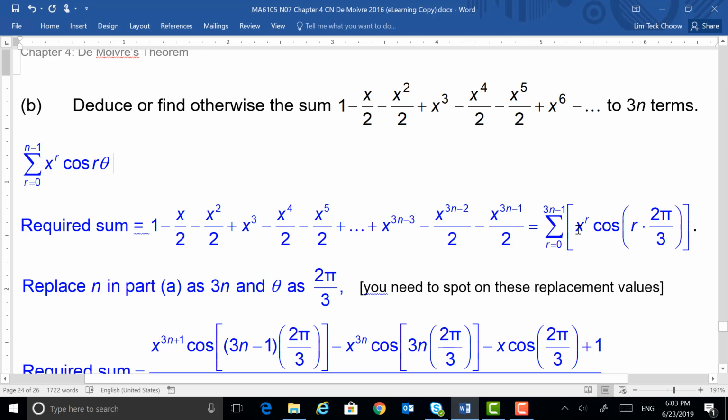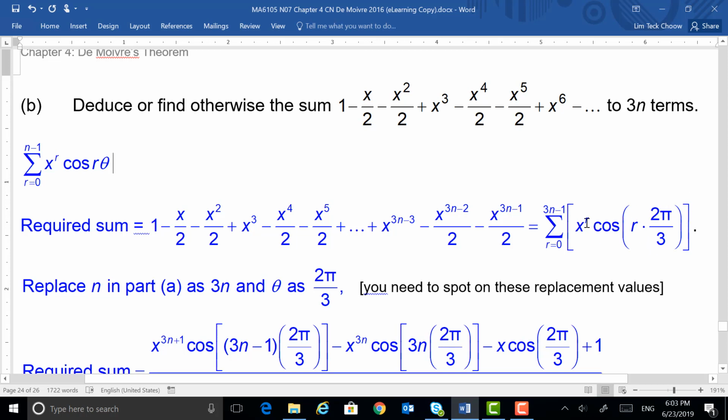Just to note, say when r is 0, this is x^0. This will become cos 0, so that gives you a 1. And when r is 1, this is x, and this gives you cos of 2π/3. Now we all know that 2π/3 is a special angle, so cos of 2π/3, we all know that it's actually minus half. Then when r is 2, you will have x squared, and you're going to have 2 times 2, which is 4π/3.